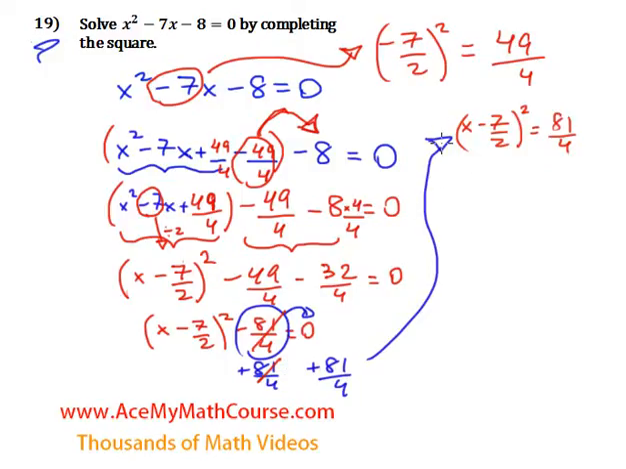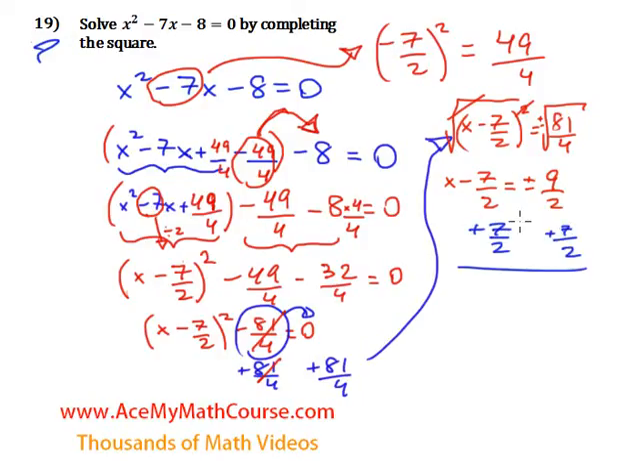Now, I can take the square root from both sides of the equation. I'll add a plus or minus on the right hand side. These will cancel out, and we get x minus 7 over 2 is equal to plus or minus the square root of 81 over 4. Now the square root of 81 is 9, and the square root of 4 is 2. Next step, we're just going to add 7 over 2 to both sides of the equation. And x will be equal to 7 over 2 plus or minus 9 over 2.